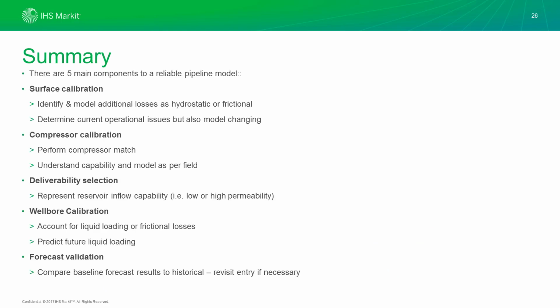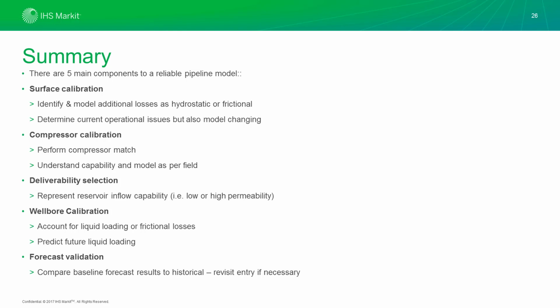So in summary, there are really 5 main components that help us to produce a reliable pipeline model. We're going to start with the surface calibration and make sure that any additional losses within the system will reflect changing conditions. We're going to make sure, when moving to forecast mode, to model only within the applicable ranges of the field. Also, we need to make sure that the compressor performance curve is representative of those units that are going to be out in the field.